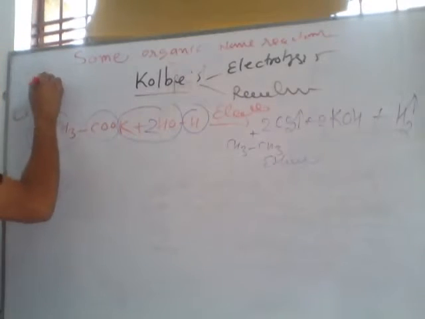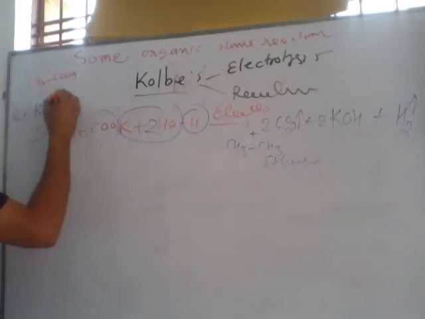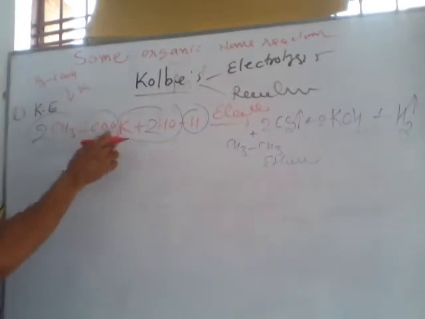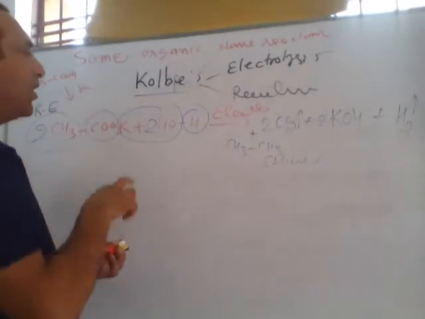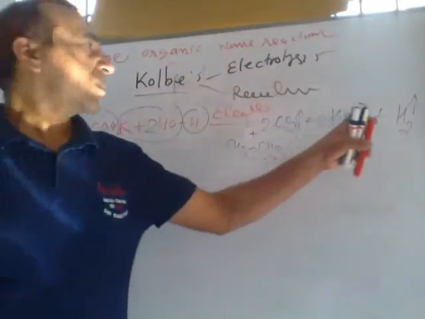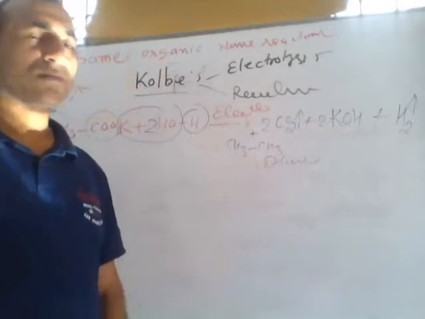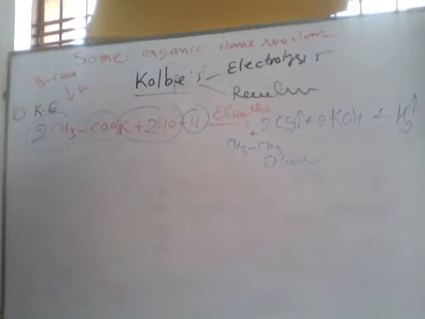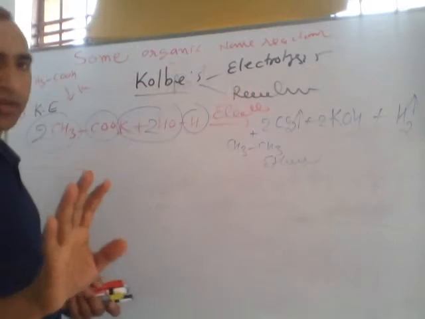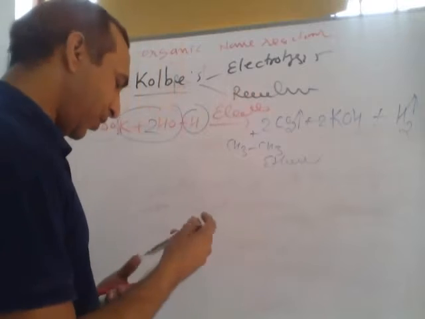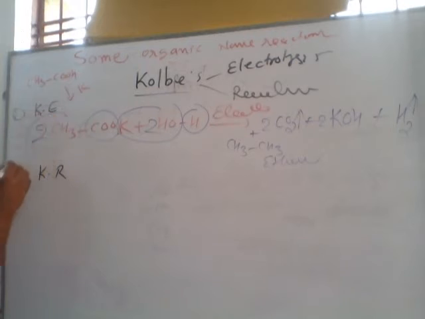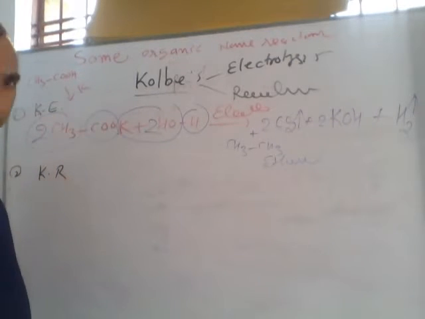In exams, they can ask how you can convert acetic acid to ethane. First you convert acetic acid into sodium or potassium acetate, dissolve this solid compound in aqueous solution and pass current, and hydrogen, CO2 gas and alkane are formed. But our question is, what is the Kolbe reaction? Not electrolysis, the simple Kolbe reaction. This is Kolbe electrolysis, but this is KR, meaning Kolbe reaction.